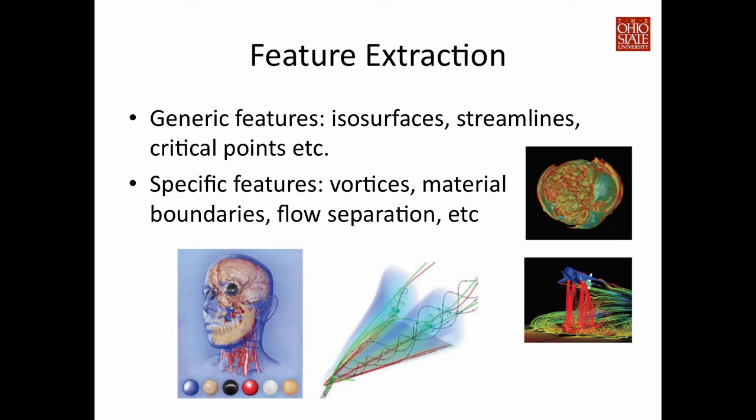maxima scalar values. Besides generic features, the scientists may want to find some specific feature that depend on the domain. For example, for computational fluid dynamics or CFD data, the scientists may want to find vortices, flow separations. For medical imaging or for material science, the user may be interested in the boundary between different materials, etc.